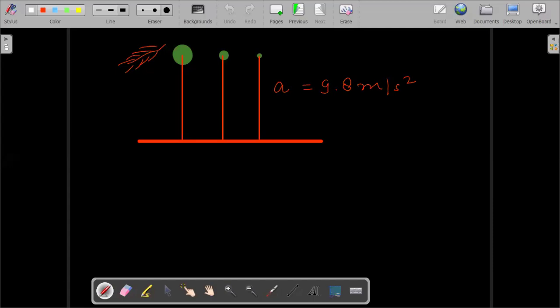All right. So this acceleration due to gravity is denoted by the symbol g, a special name g, and it is called acceleration due to gravity. It is equal to 9.8 meter per second square.